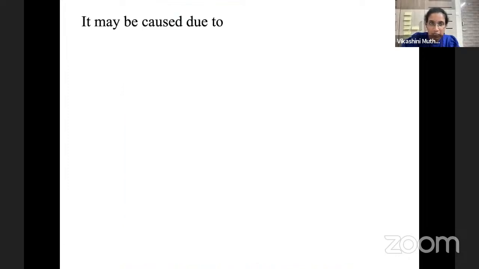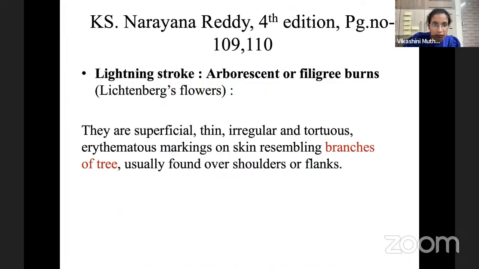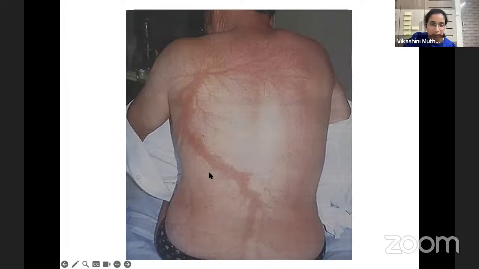So whatever I'm going to describe it now, every single word is very important. See, they are superficial, thin, irregular, tortuous, erythematous. So all this is the exact description of a filigree burn. And it resembles the branches of a tree and usually found on the shoulders and back and flanks.